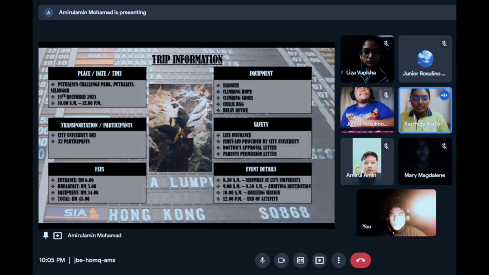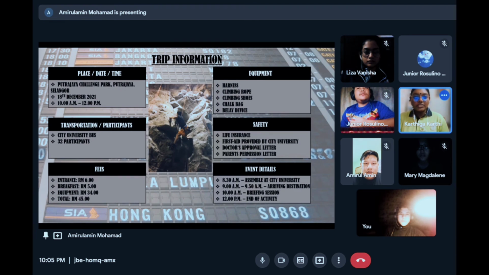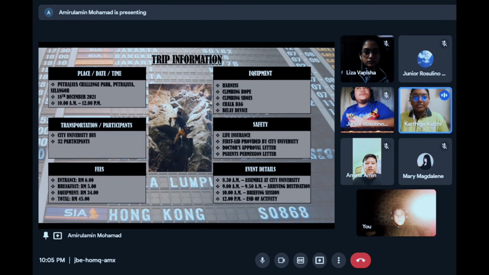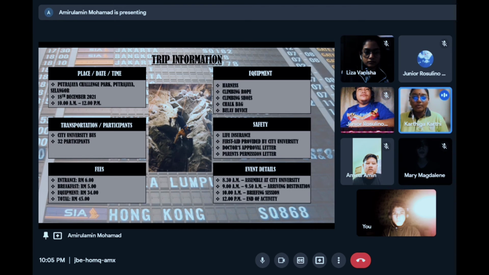Today I am going to present about trip information. Firstly, this event will take place at Putrajaya Challenge Park. Secondly, this event will take place on Saturday, 18 December 2021 from 10 a.m. to 12 p.m. This event will be attended by 30 students and 2 lecturers. Each participant must pay RM45 as entrance fee, breakfast and equipment, which is harness, climbing rope, climbing shoes, a chalk bag and belay device. Participants need to bring their own water bottle and helmet, and they need to wear proper dress. Thirdly, we will use City University bus for the transportation.